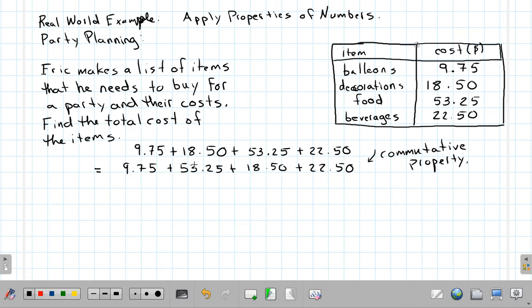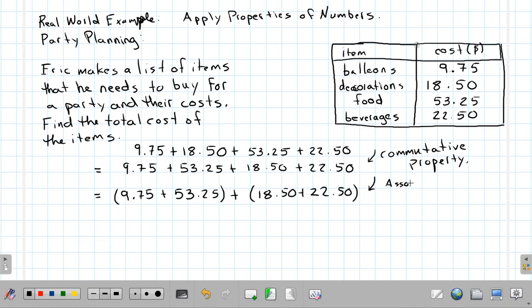Okay. So now, if we actually did order of operations, we would do 9.75 plus 53.25 plus 18.50 plus 22.50. But what we can do is then use the associative property to tell us, well, let's go ahead and add these two numbers together first. Then add these two numbers together. And then let's add their result. Okay. And if you're still not sure why we're doing this, I'm going to show you right now why this makes it a little easier for us.